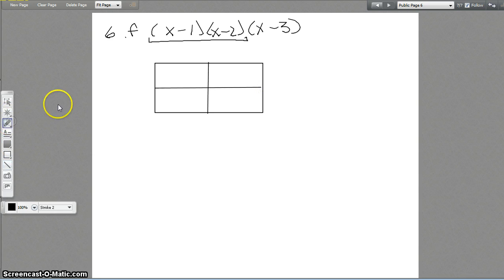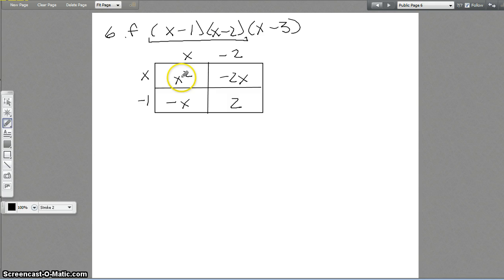Okay, so we have x minus 1 and x minus 2. X times x is x squared. x times negative 2 is negative 2x. In this bottom box, negative 1 times x is negative x. Bottom right box, negative 1 times negative 2 is a positive 2.